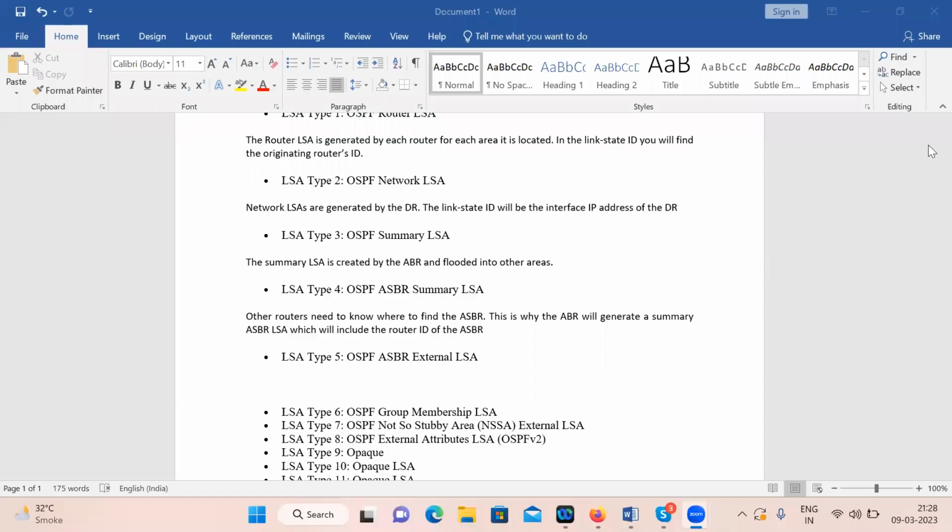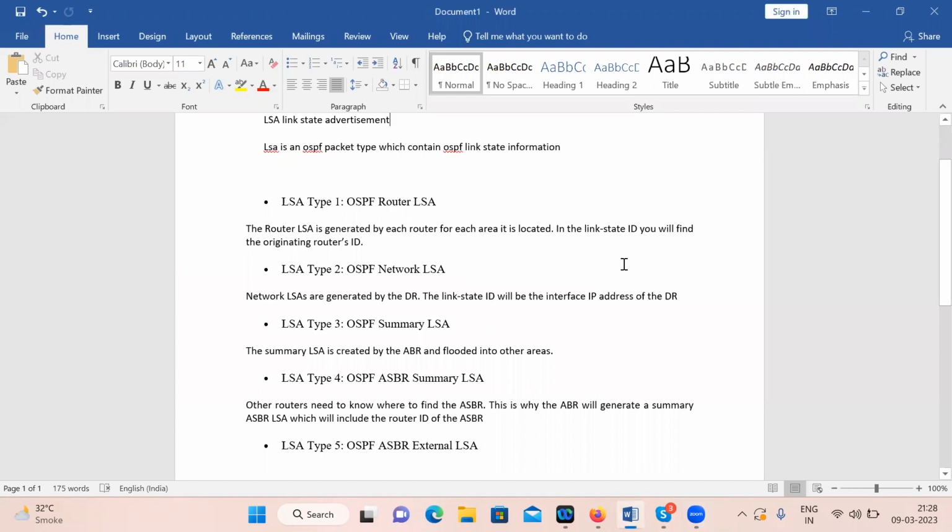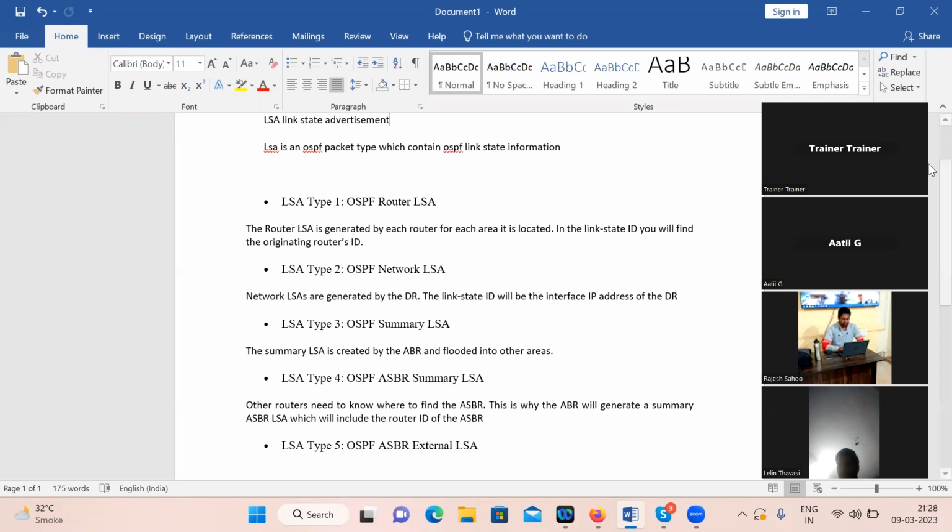Okay, so first we have to understand what exactly the OSPF LSA is. OSPF LSA is an OSPF packet type which contains your OSPF link state information. What exactly does it contain? Your OSPF link state information. That means on which link, what state they are running, what network you are advertising, and which area you are advertising on that link. All that information is exchanged.